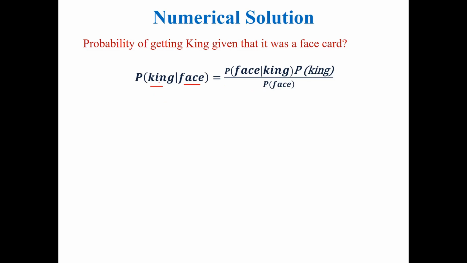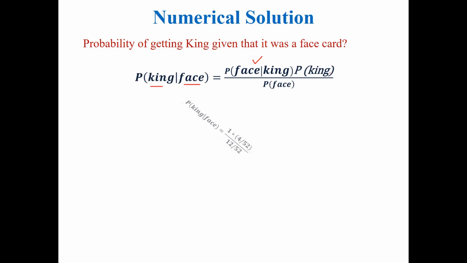Here our H is king and D is face. It is given that it is a face card, and we have to find the probability of getting a king. We know all these probabilities. The probability of getting a face card given that it is a king is 1. If it is a king card, then definitely it is a face card, so the probability is 1. What is the probability of getting a king out of 52 cards? It will be 4 by 52. And what is the probability of getting a face card? There are 12 face cards out of 52, so it will be 12 by 52.